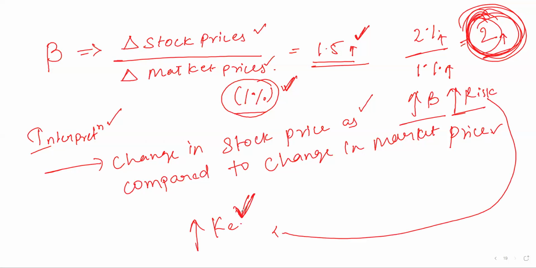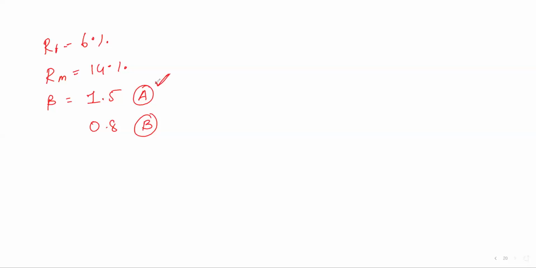Without further ado, consider this question and try to solve it yourself. The risk-free rate is 6%. RM is 14%. Beta of a security is let's say 1.5 for company A and 0.8 for company B. RF and RM will obviously be the same because the companies operate in the same economy. You need to find the cost of equity for company A and for company B.